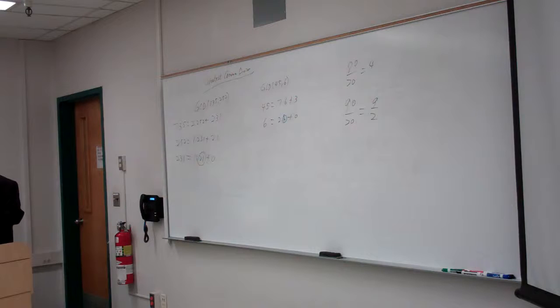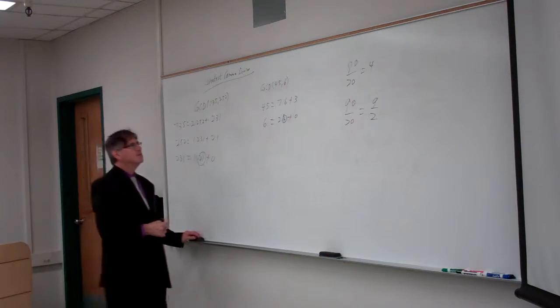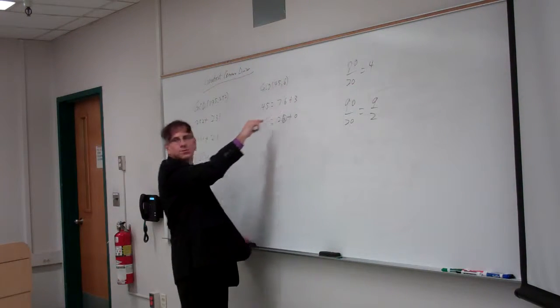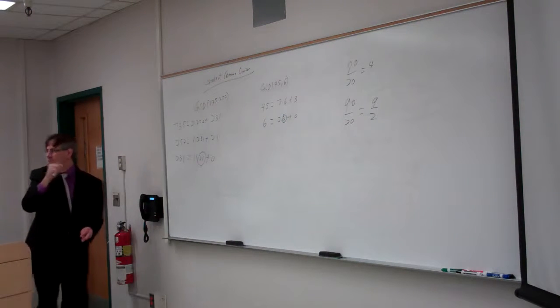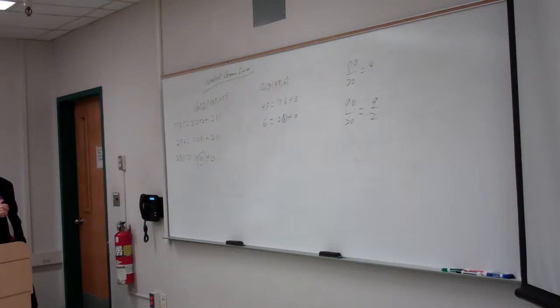45 is not 7 times 6 plus 2. Say what? 45 is not 7 times 6. Oh, it's not? 7 times 6 is 42, plus 3 is 45. Yeah. Don't scare me, man.